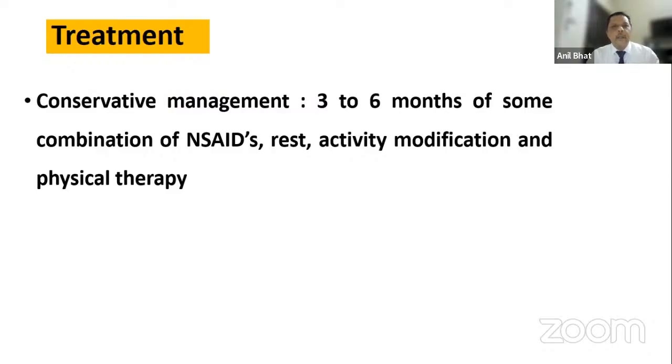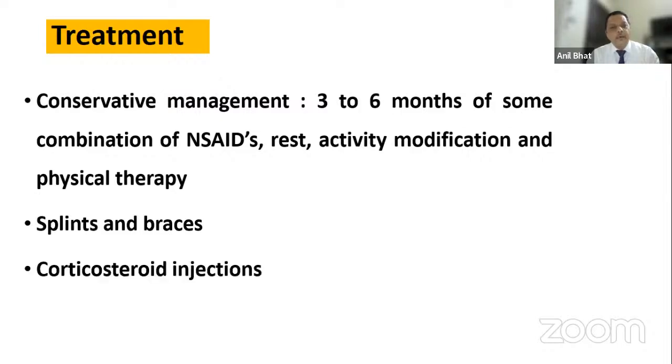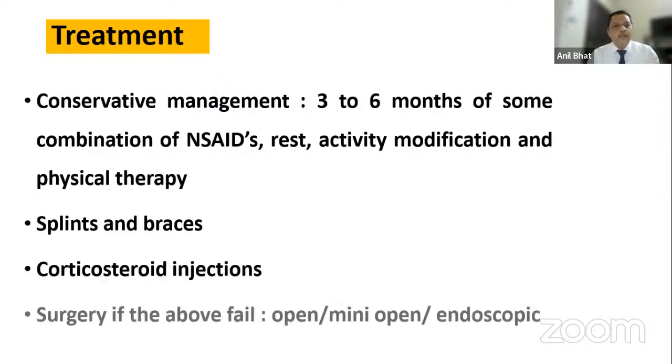first. So at least 3 to 6 months of some combination of NSAIDs, rest, activity modification, and some therapy; splints and braces can be used. Rarely we would go for steroid injections, though I'm not very particular on that. And if all of the above fail, then surgery, which can be either open or mini open, or nowadays we tackle most of these with endoscopic releases also.